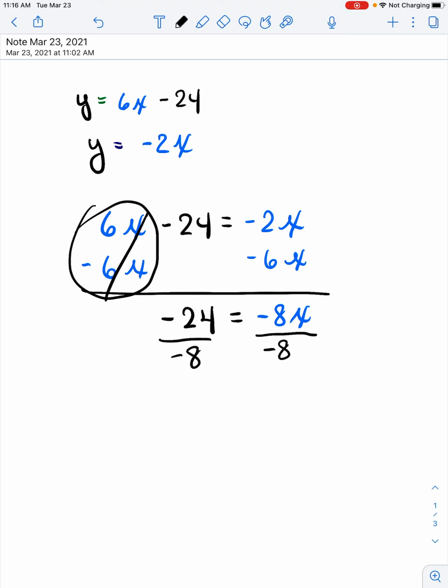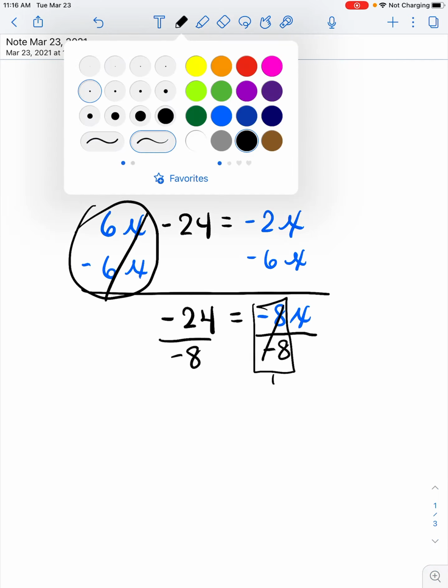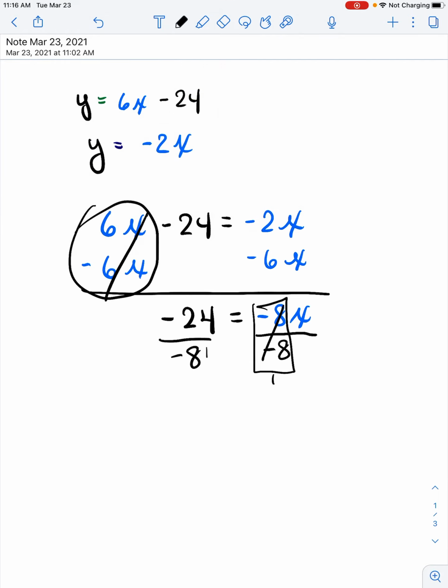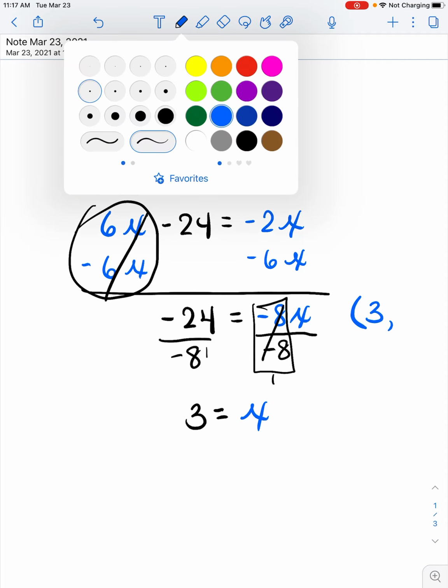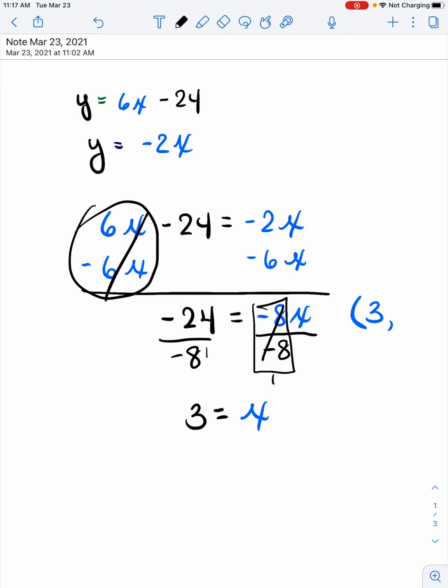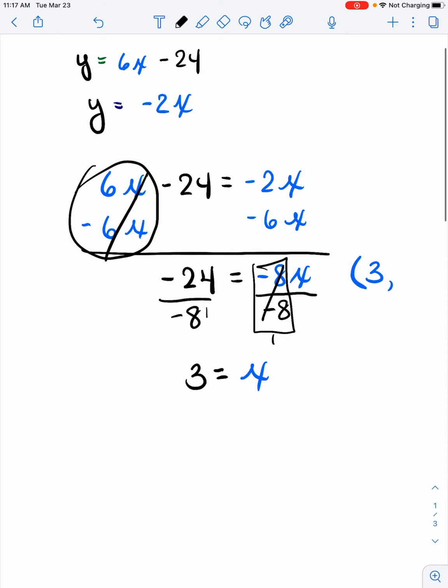And when I do that, this is going to become 1 and cancel out. And what do I end up with? I end up with negative 24 over negative 8, which is positive 3, equal to x. Okay, so I'm going to put my x coordinate, which is 3, and now I'm going to plug it into the equation to see if I can get my y. Well, I'm going to look at the simpler equation, and I'm going to look at y equals negative 2x because that's easier.